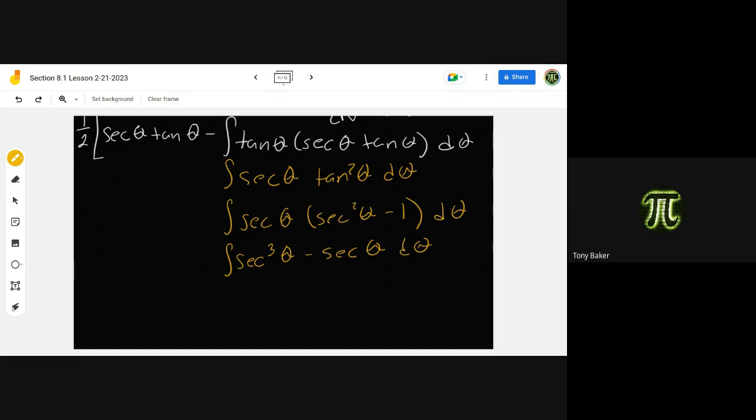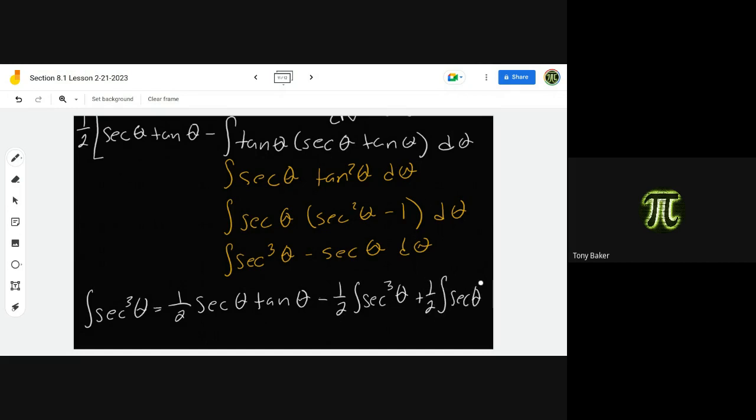All right. So what we in essence have now is the integral of secant to the third theta equals 1/2 secant theta tangent theta minus 1/2 the integral of secant to the third theta plus 1/2 the integral of secant theta.